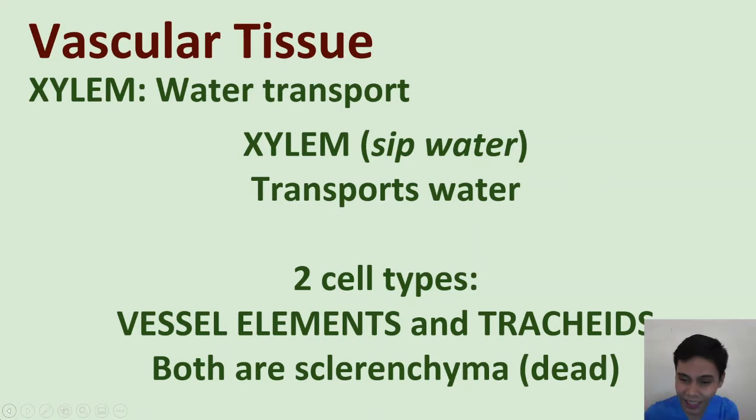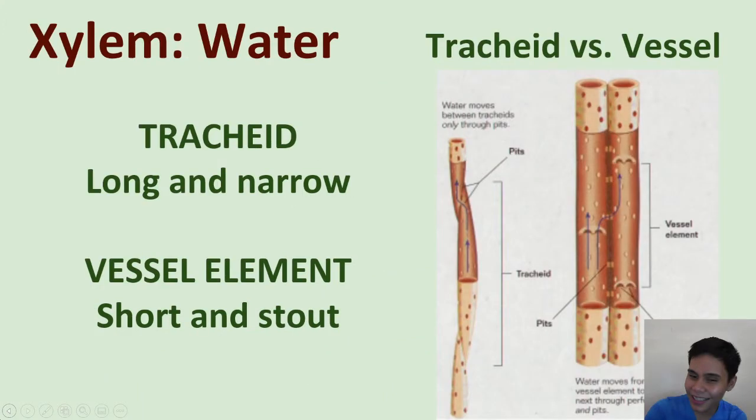So there's two cell types for your vascular tissue, your xylem. We have the vessel elements and the tracheids, both of which are sclerenchyma, meaning they're dead, very thick cells. This is because the water pressure can tend to be very, very high, especially in very large trees. So your tracheid is basically your long and narrow form of the xylem cell, whereas your vessel element is the short and stout form of your xylem cell.